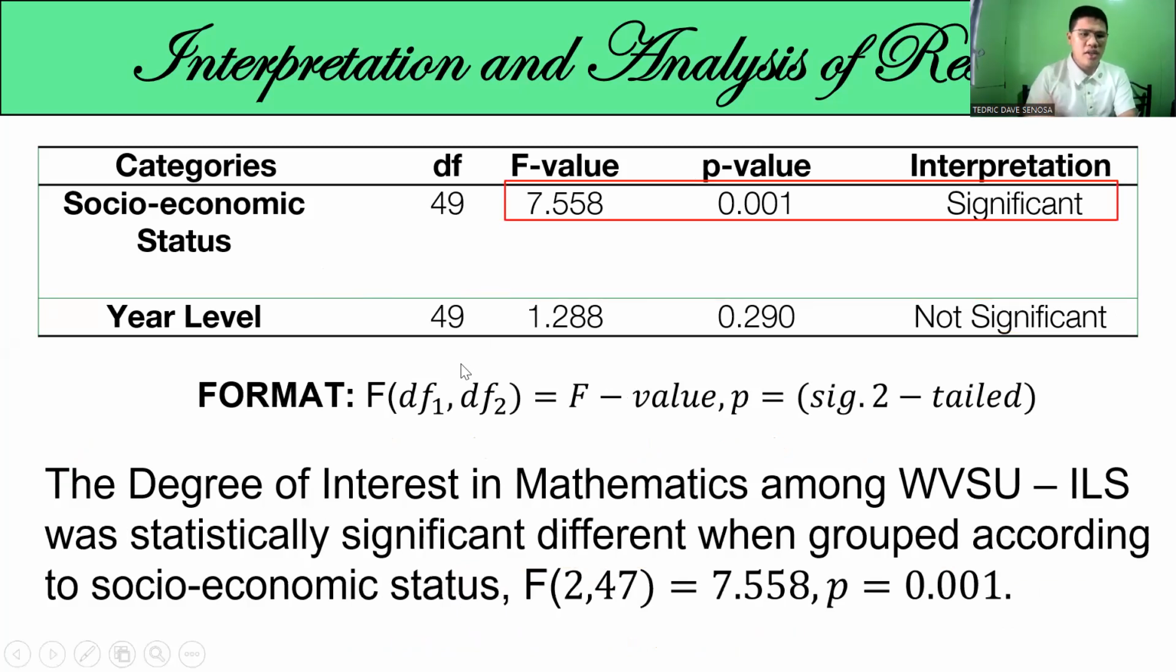I think we need to extend the video, we can't finish in one time. The same thing will follow for your socioeconomic status. F1 is 2, the F2 is 47.